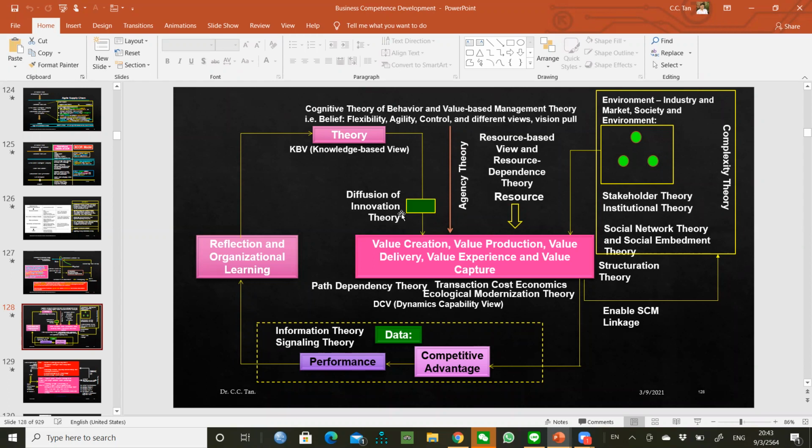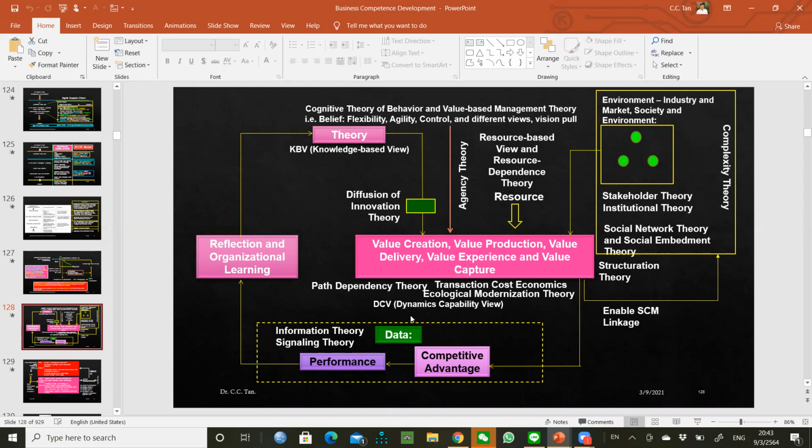And once that is done, slowly we can get into activity and action, right? And so it's research, right? With a theory, you have to implement your hypothesis, meaning you have to look at your operations and execution. So value creation, value production, value delivery, value experience, value capture, all these business model and operations issues. And again, they involve so many theories, right?